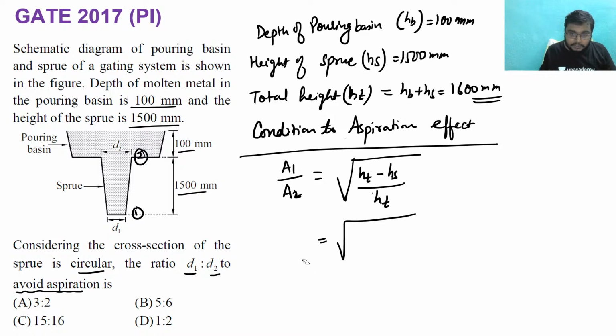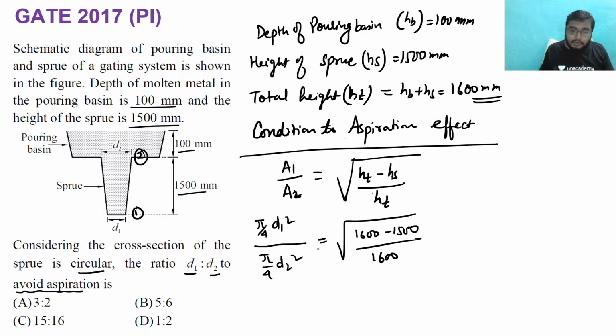And here in place of this, what can you write? You can write pi by 4 d1 square, pi by 4 d2 square, root over of ht, that is 1600 minus 1500 by ht is 1600. Clear? Now from here, what are the things that you are getting? This is root over of 100 by 1600. Clear? These two things are going to get cancelled out.